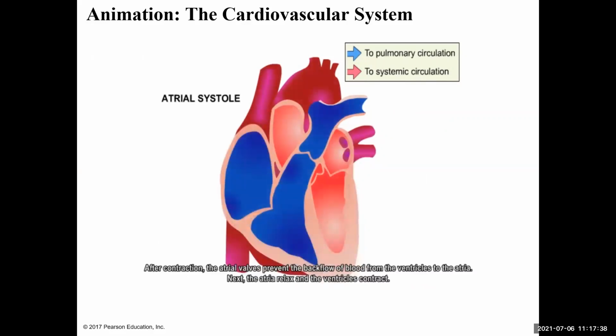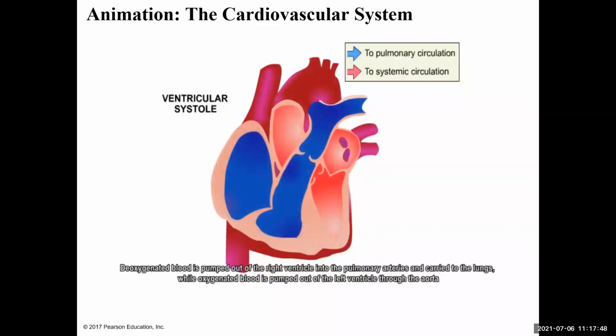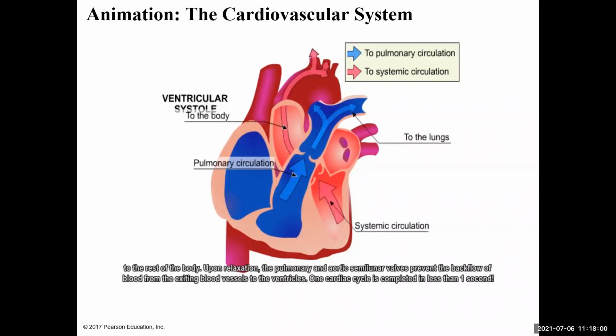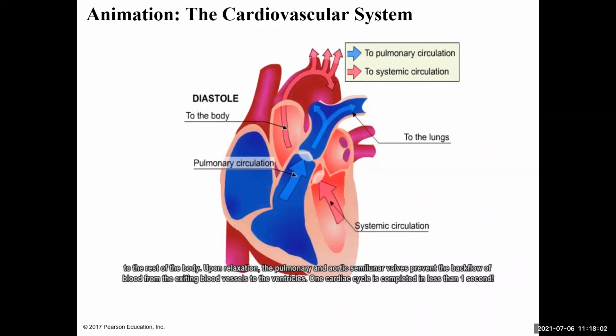After contraction, the atrial valves prevent the backflow of blood from the ventricles to the atria. Next, the atria relax and the ventricles contract. Deoxygenated blood is pumped out of the right ventricle into the pulmonary arteries and carried to the lungs, while oxygenated blood is pumped out of the left ventricle through the aorta to the rest of the body. Upon relaxation, the pulmonary and aortic semilunar valves prevent the backflow of blood from the exiting blood vessels to the ventricles. One cardiac cycle is completed in less than 1 second.